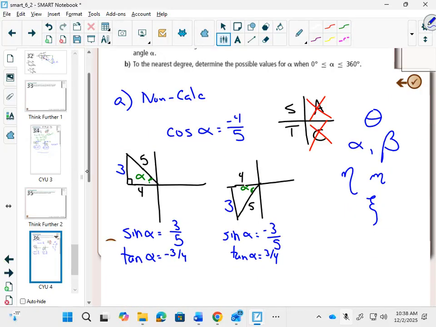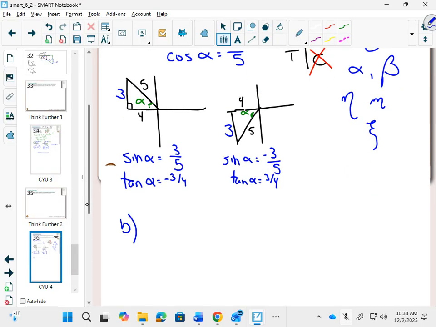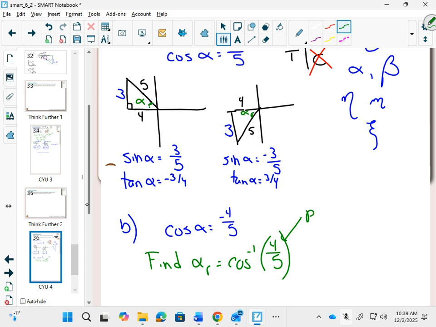Part B says, to the nearest degree, we should solve for this. So I had cos of alpha equals -4/5. I find my reference angle by doing cos inverse of +4/5. Go to my calculator.